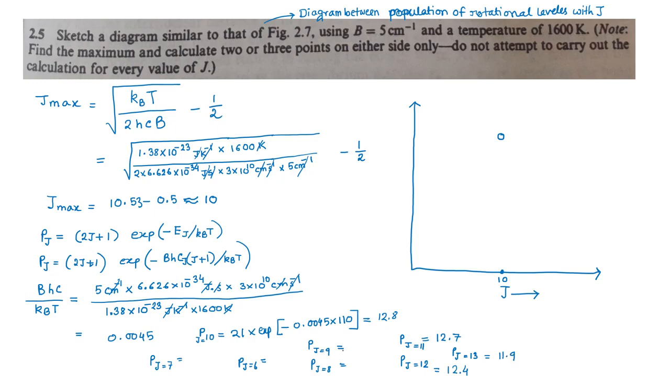See, this value is highest at J equals 10, and then it is falling down to the right side. And let us check for the left hand side once more.